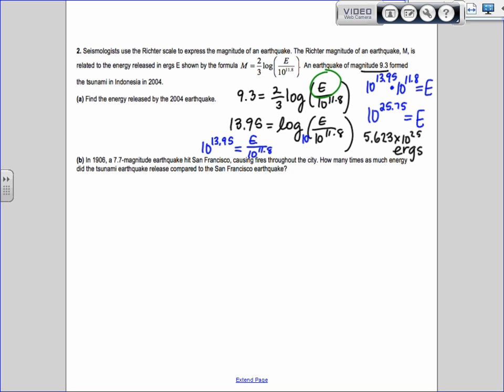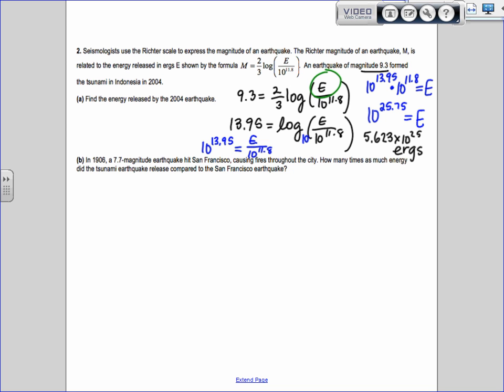It says in 1906, a 7.7 magnitude earthquake hit San Francisco. Have you guys ever heard about this earthquake? Yes, it caused huge fires and ruined the city. The whole city had to be rebuilt. I have a little activity with this earthquake. But basically, insurance at that time did not pay for earthquake damage. It only paid for fire damage. So if their house caught on fire, people were given money, but if it had just been damaged by the earthquake, they weren't given money.